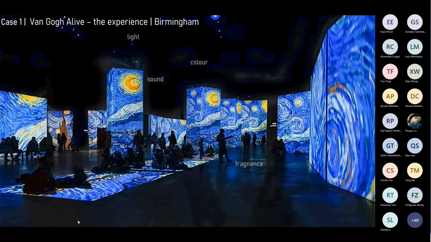For example, Van Gogh Alive, which was located in Birmingham last year, included big screens and sound. The sound has a different technology, which is 8D, so you can feel the sound close or far away from somewhere else. And the color and fragrance, also the environment was sent spatially. It was a spatial experience. You are in the experience, a big part of it.